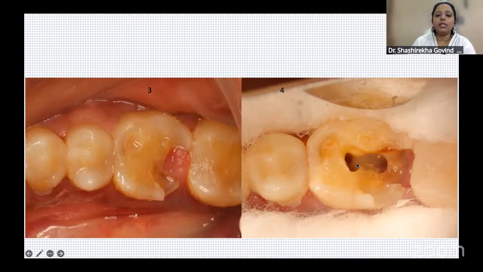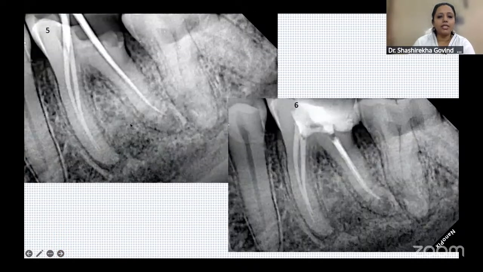And here in the first sitting, loosely bound cotton and a thin layer of temporary was given so that there won't be further food lodgement occurring. Then over a period of time, this is a post-obturation. It took around 14 days to completely resolve the swelling. After 14 days, I had to obturate this tooth. And this is the pre-op and the post-op of the swelling, which is resolved after 14 days.